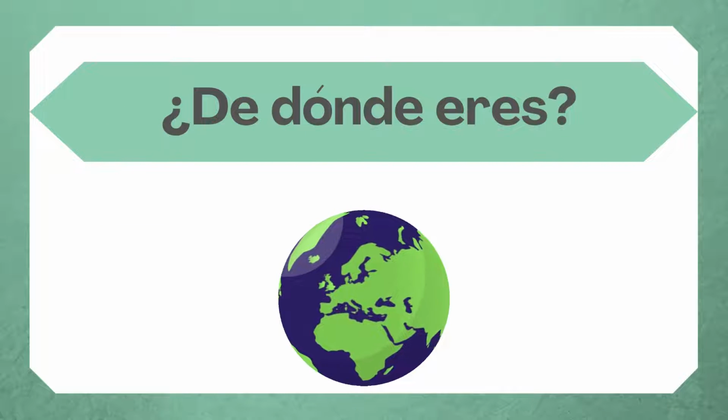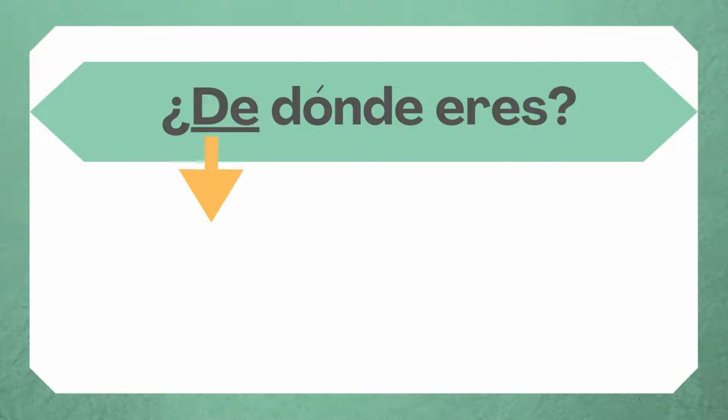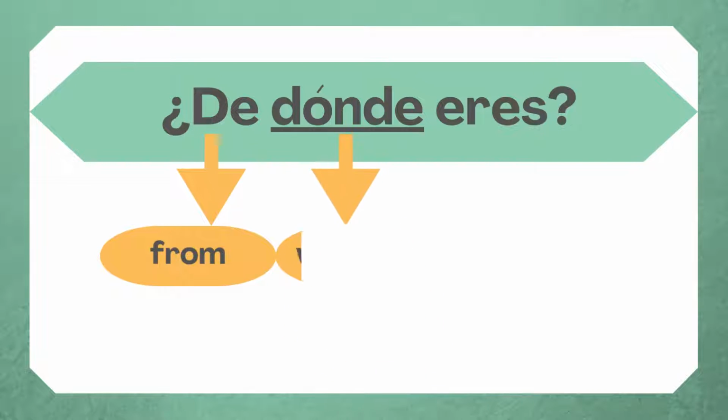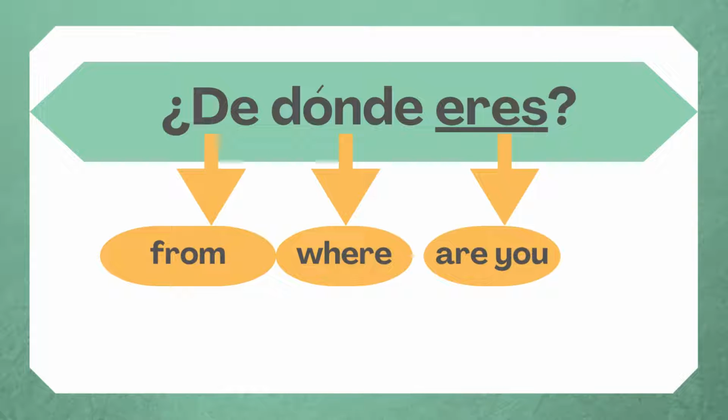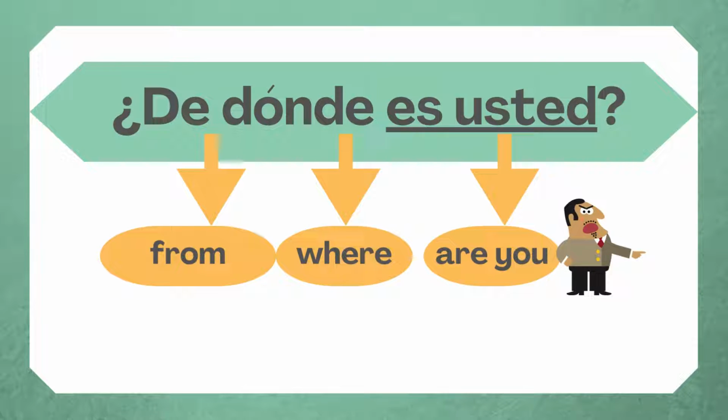The next question is, where do you come from? ¿De dónde eres? De, from, dónde, where. Eres, are you. ¿De dónde eres? From where are you? Meaning, where do you come from? And if you want to talk politely, you have to say ¿De dónde es? Or ¿De dónde es usted? When adding the personal pronoun.